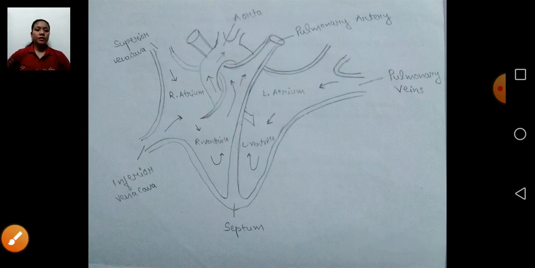This is the circulatory process of the heart. The impure blood comes from the superior vena cava and inferior vena cava to the right atrium. From there it goes to the right ventricle, and through the pulmonary arteries to the lungs for purification. The purified blood comes to the left atrium through the pulmonary veins, goes to the left ventricle, and then through the aorta to the body.